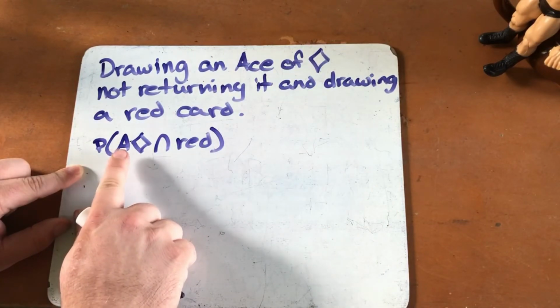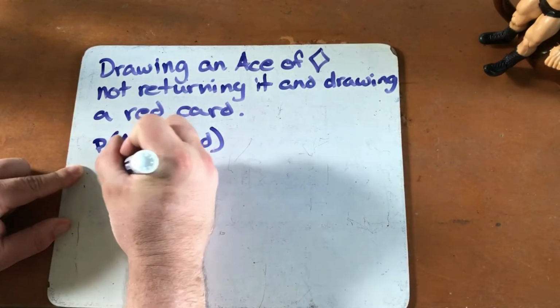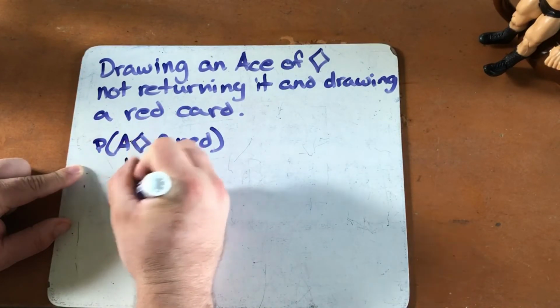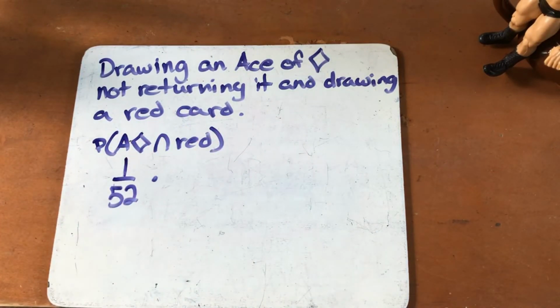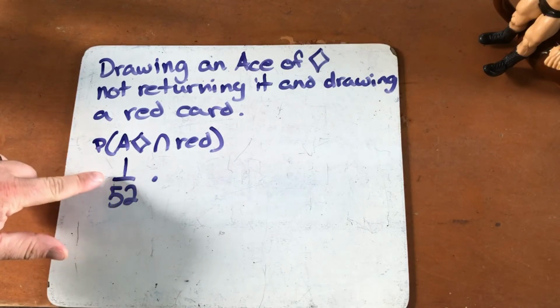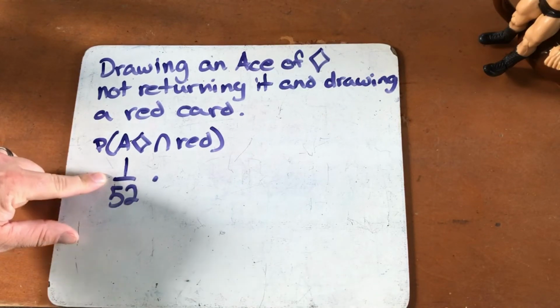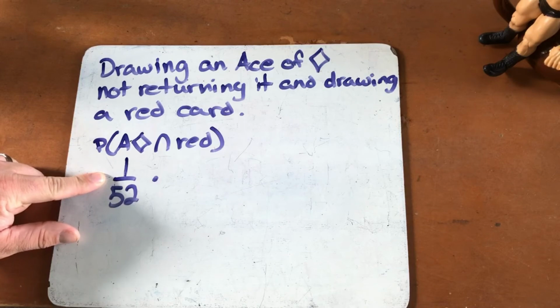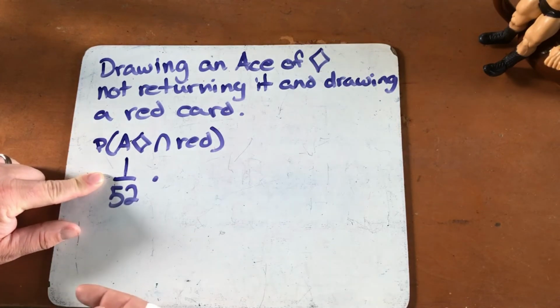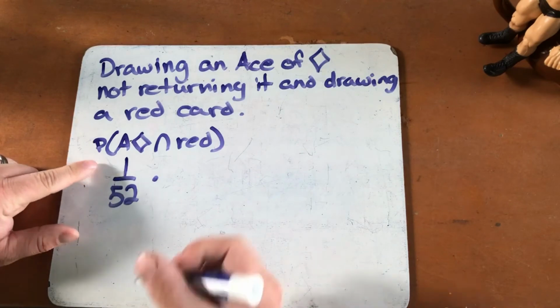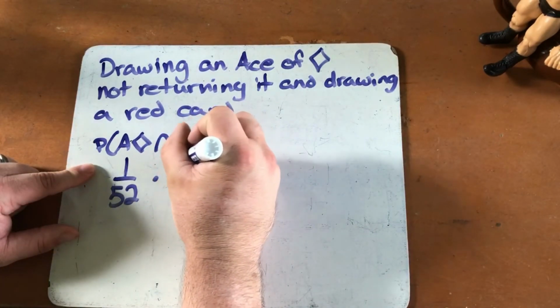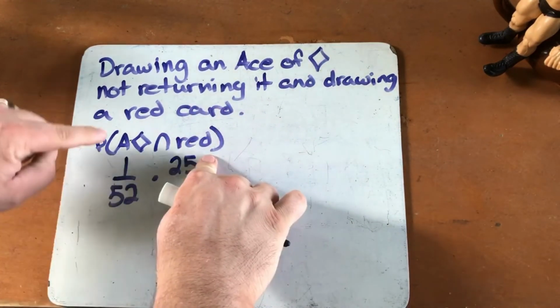So the probability of drawing an ace of diamonds is 1 out of 52 cards. All right, there's only 52 cards in the deck. There's only 1 ace of diamonds. Now, the probability of drawing a red card, there are 26 red cards in a deck of cards. But this first one was the ace of diamonds. So that means there is 1 less red card to choose from as well. So instead of being 26, there's only 25 red cards left because we already pulled 1 out.